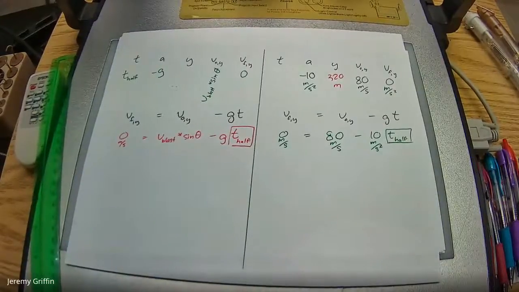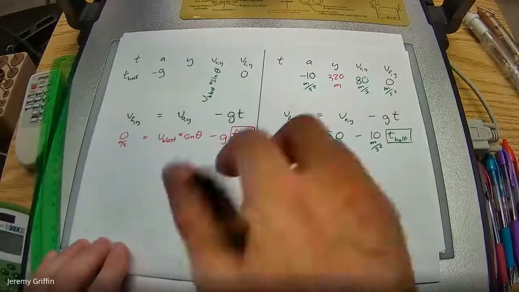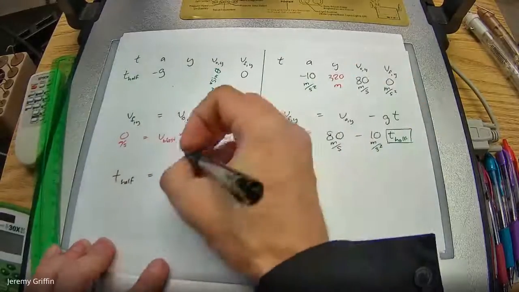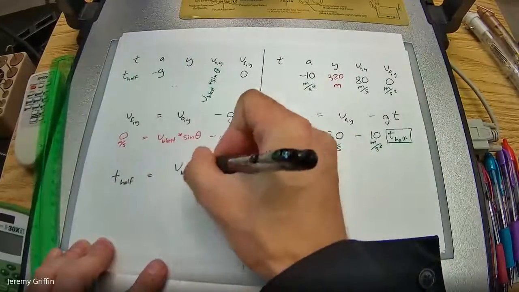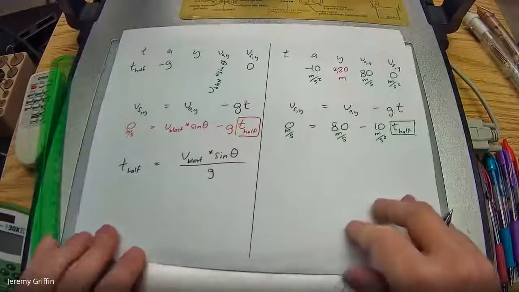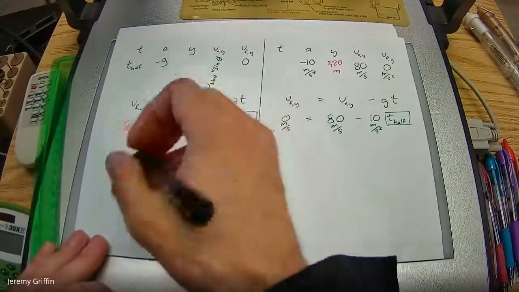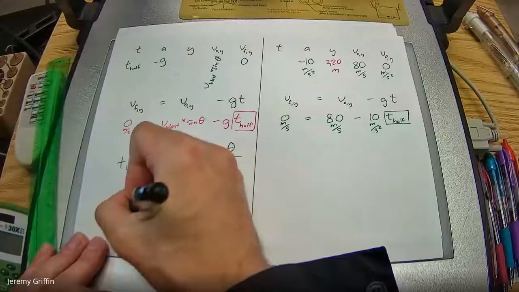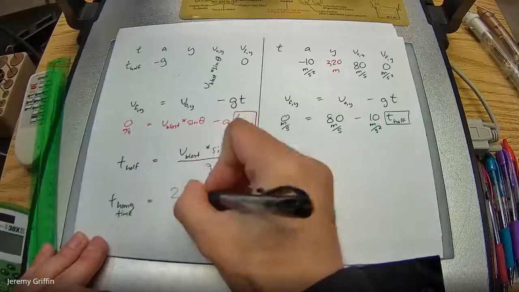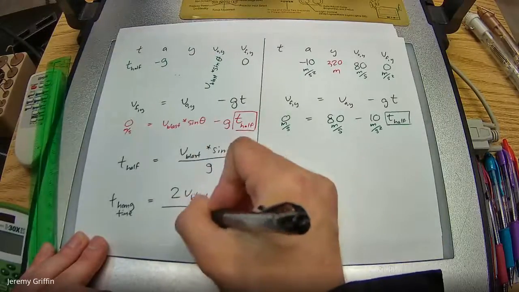All right. You guys see a couple of algebra steps. I'm just going to take a term over and divide both sides by g. So half the hang time is equal to v blast sine theta divided by g. And therefore, wouldn't the full hang time just be 2 times that? So the full time it's in the air is 2 v blast sine theta, all divided by the gravity of the planet.